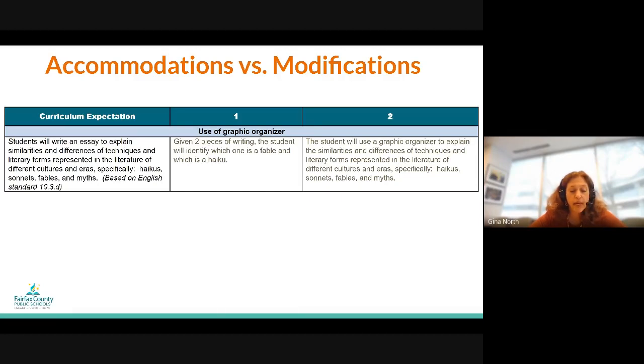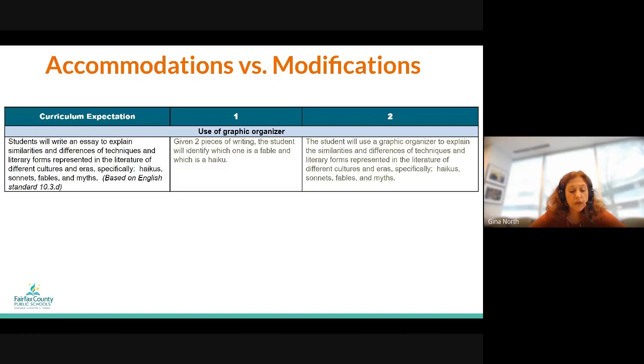Column 1 provides the student with 2 writing samples and asks the student to identify which is a fable and which is a haiku. In column 2, the student is expected to explain the similarities and differences and techniques of literary forms, but the student is using a graphic organizer rather than writing an essay. Which is the accommodation and which is the modification?